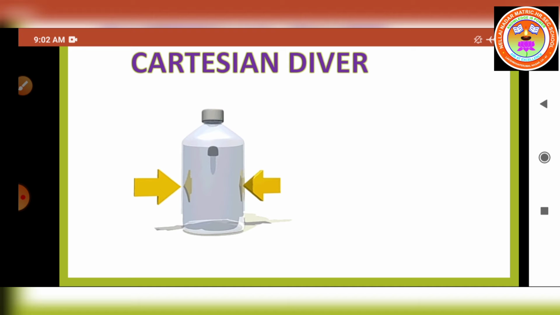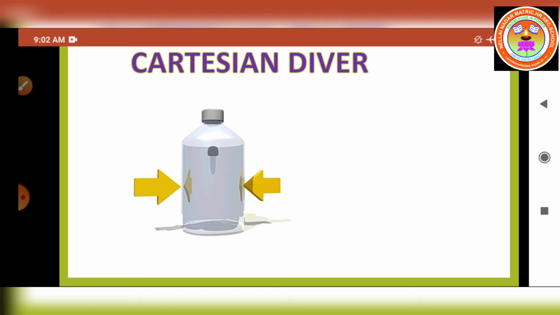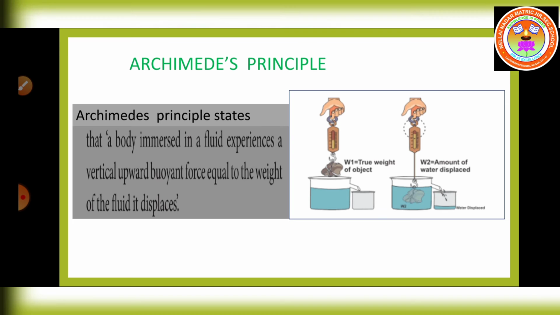When pressing the part, see the figure also, otherwise we have to take it as a bottle, additional water enters the diver, thus increasing the average density of the diver. So automatically the Cartesian diver sinks, because the density increases. That's why. Now let us see Archimedes principle.